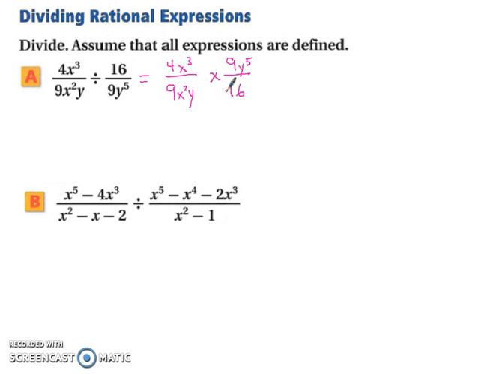Now it looks exactly like what we were doing before, so I want you guys to pause the video and try both of these on your own. When you return, the answer will be revealed below.